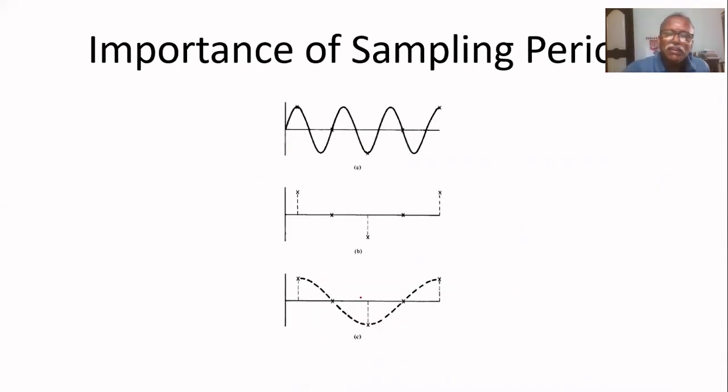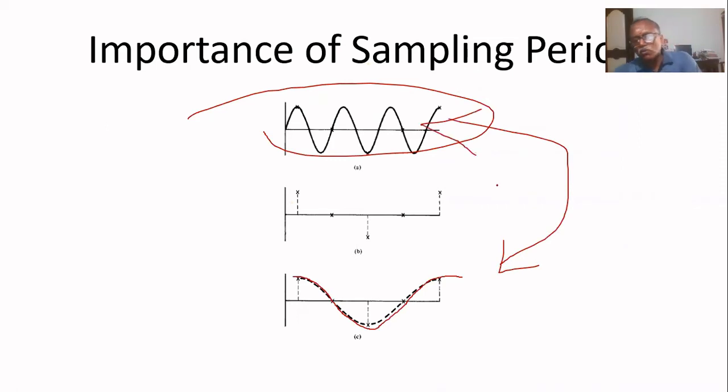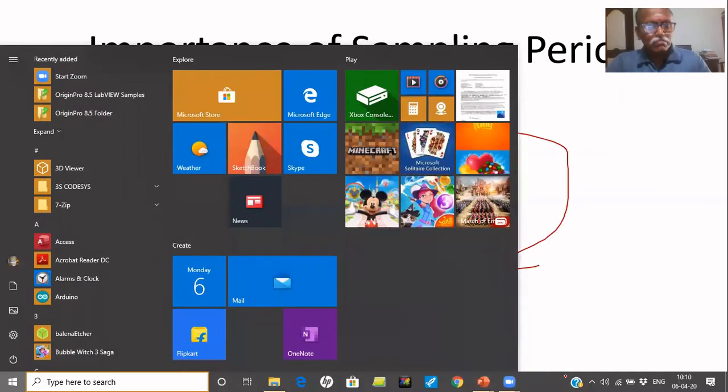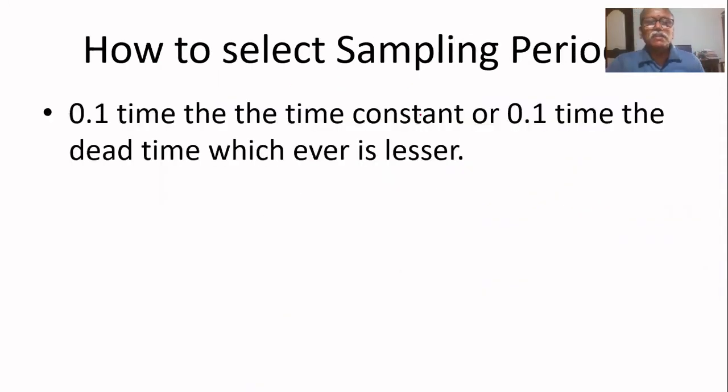Here, further the sampling period is increased. We see that only five samples are there for this entire signal. What you are getting back is this. There is no relation between these two. So sampling period plays a very important role in getting back the original signal.